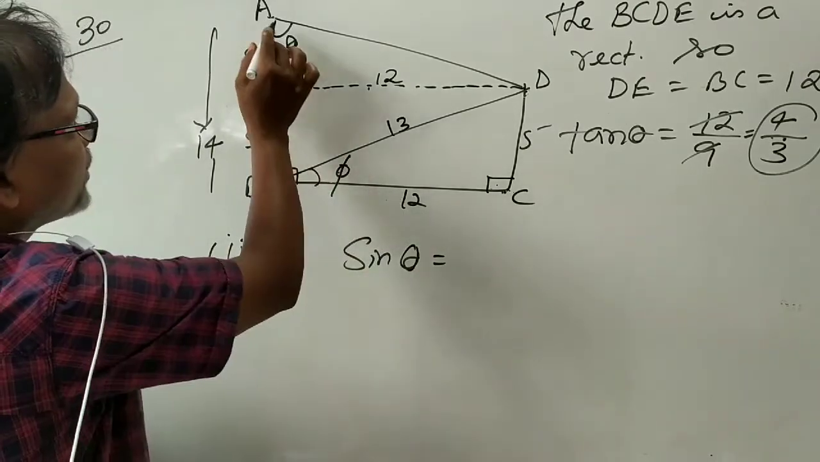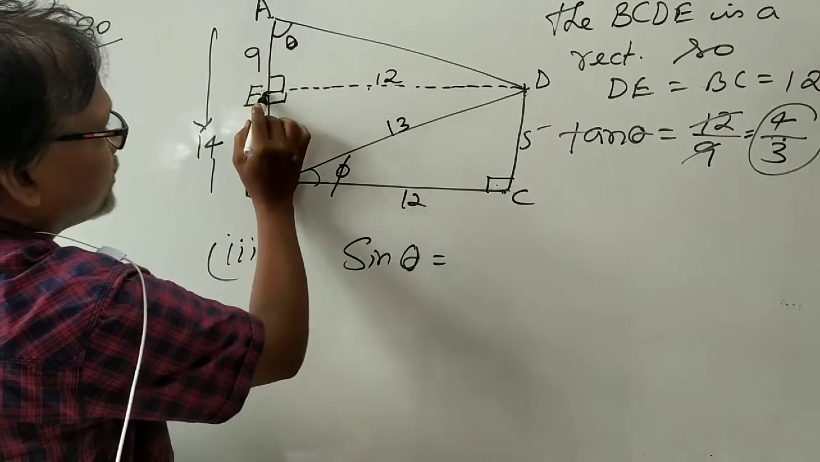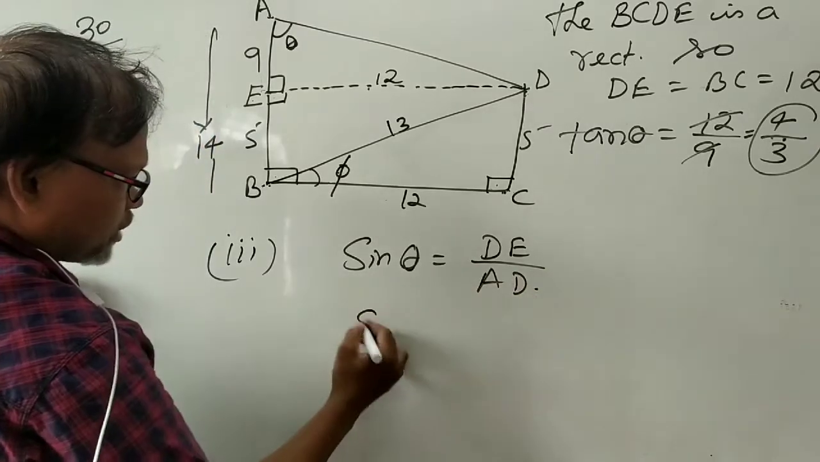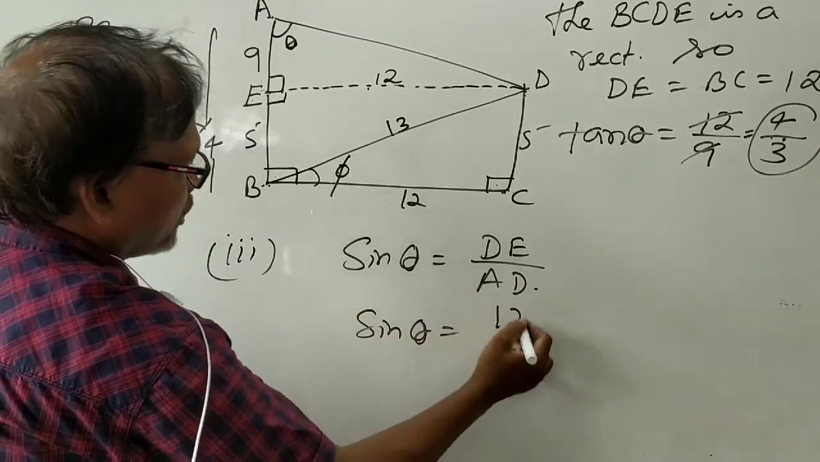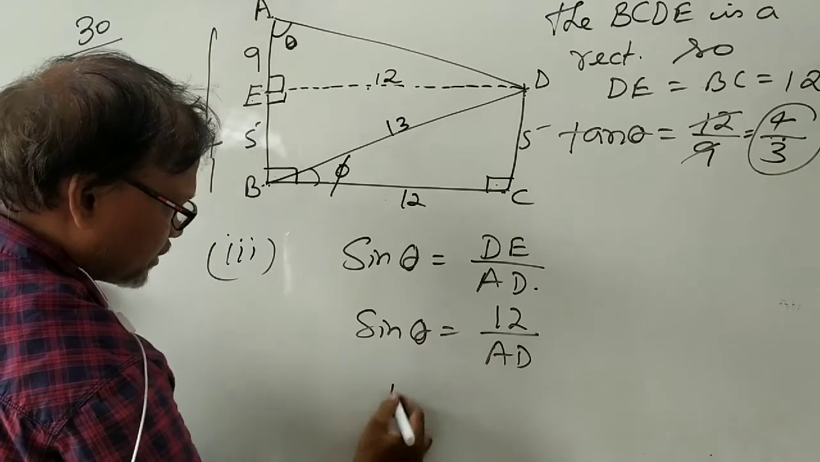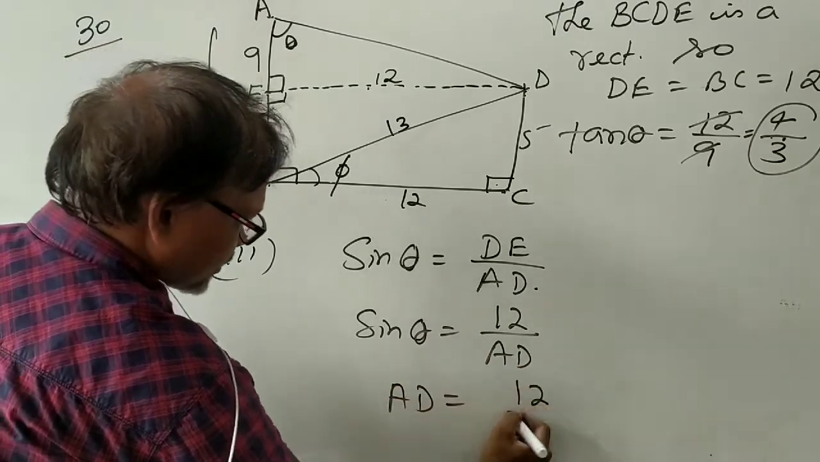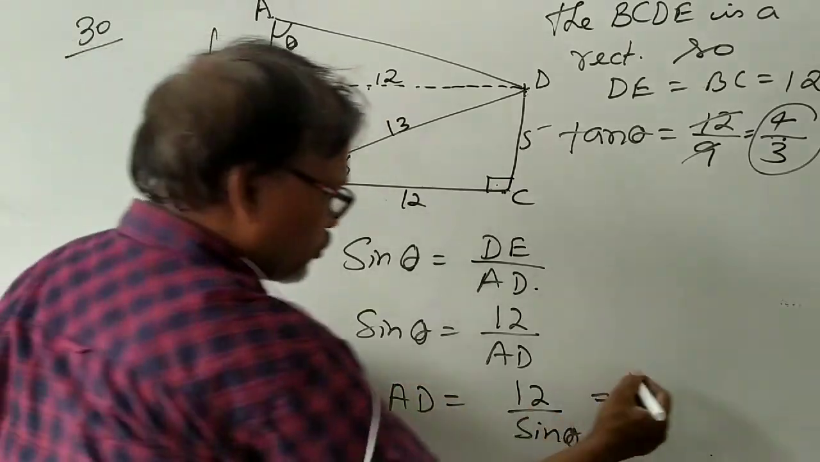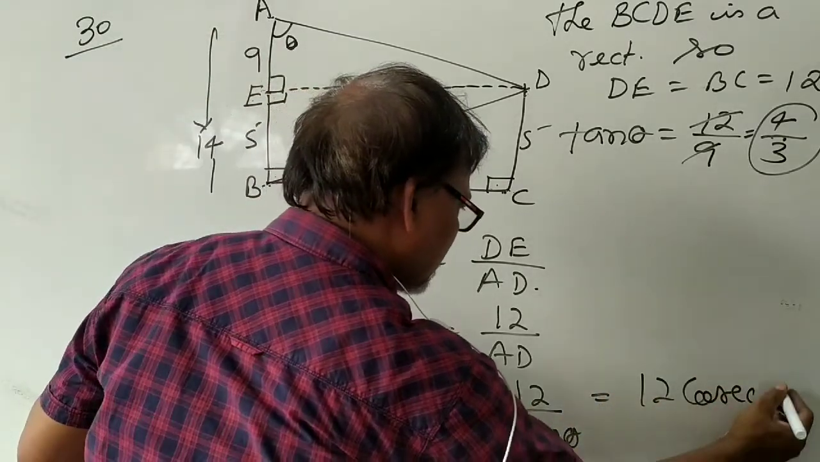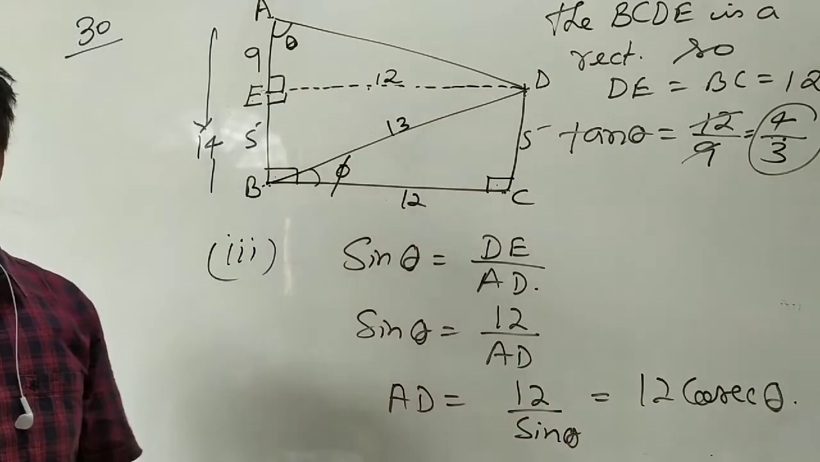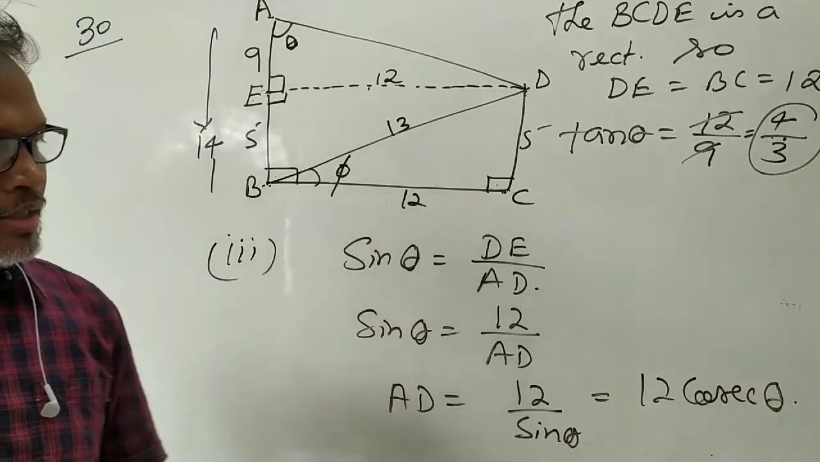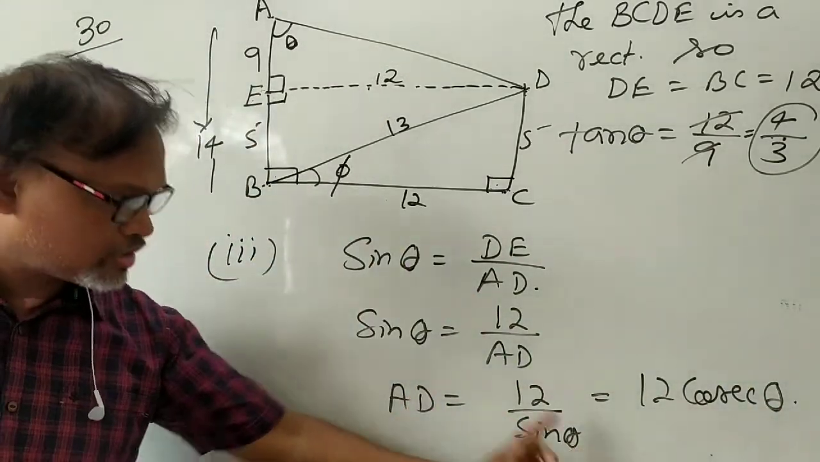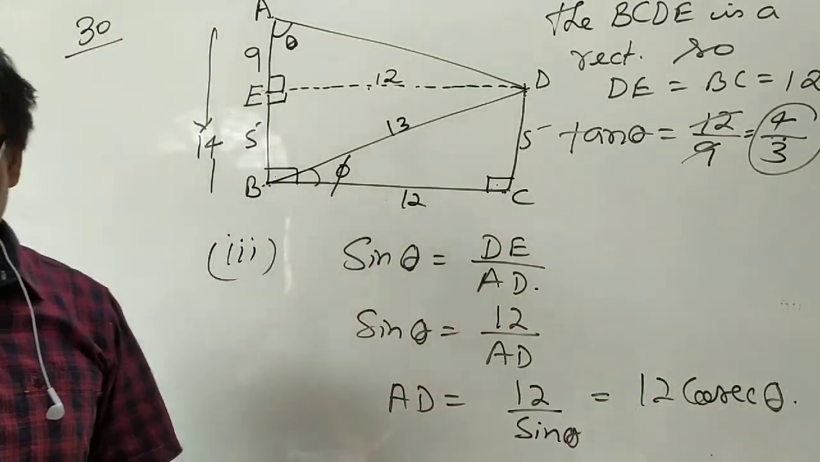In this case, perpendicular is DE and hypotenuse is AD. So sin theta will be 12 by AD. So AD is equal to 12 upon sin theta. This you can write as 12 into 1 upon sin theta, and you can also write it as cosec theta, because 1 upon sin theta is equal to cosec theta. So this is the third answer, AD in terms of theta. You can leave it here or here, both are correct.